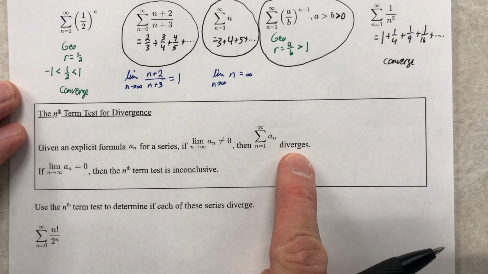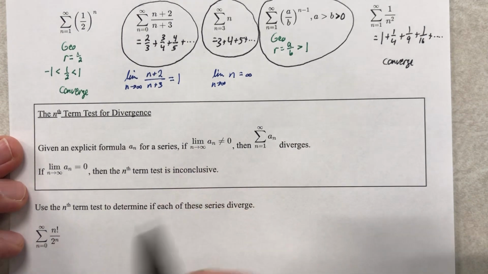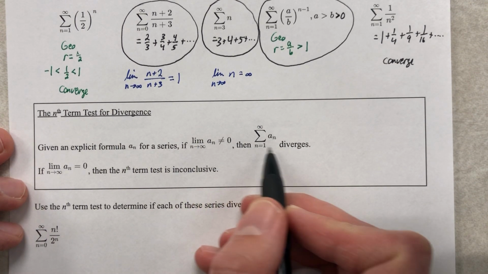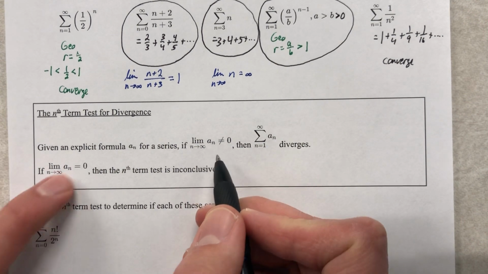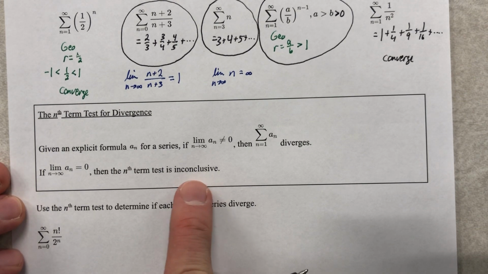So I do want you to be careful here. It's a very common mistake that people make when they first see these things. They'll look at this and they'll say, okay, well, if the limit does not equal 0, then the series diverges. So if it does equal 0, then it converges. No, we can't make any conclusions whatsoever.